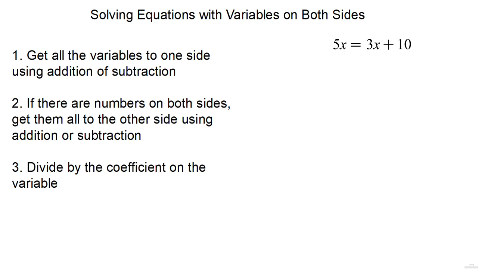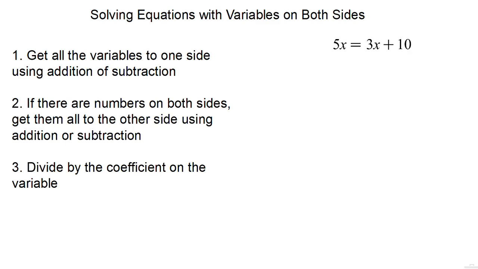When you're presented with a linear equation where you have variables on both sides, you're going to need to get all of the variables to one side using addition or subtraction. And then if there's constants on both sides, you'll need to do the same with them, get them to the other side away from the variable, and then just divide by the coefficient on the variable.